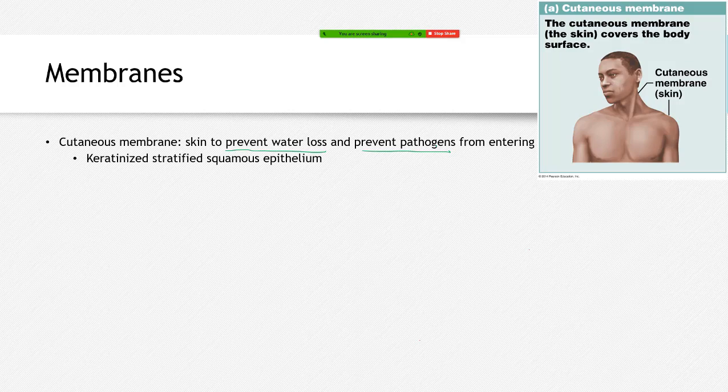And underneath that, we're going to have what type of tissue right underneath it? Remember how I said most of the time, most epithelial tissue will have what kind of connective tissue right underneath it?